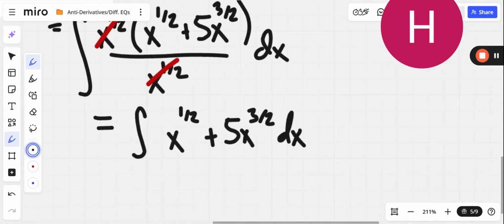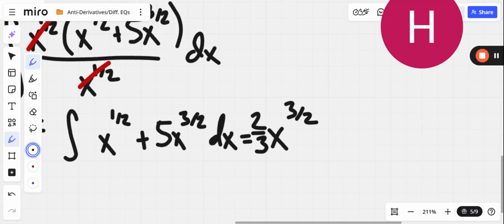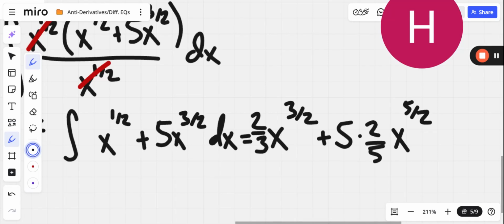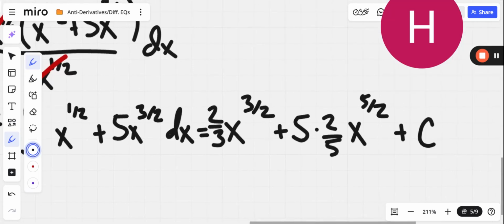Okay, so that's straightforward. Increase the power, so that's 3/2. Divide by the power. Just don't even think about division. Just flip it and multiply. Don't overthink this. Plus 5 times, this is going to be x to the 3/2 plus 1. That's 3/2 plus 2/2. Divide. Just literally flip it and multiply. And then we can't forget good old plus c.